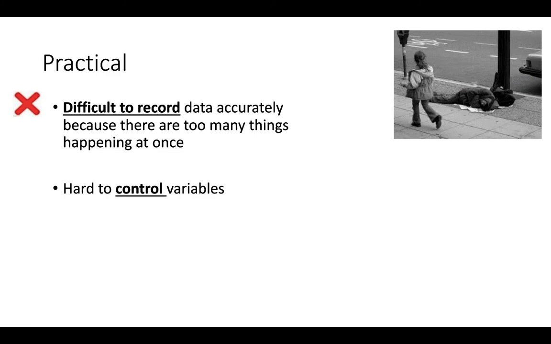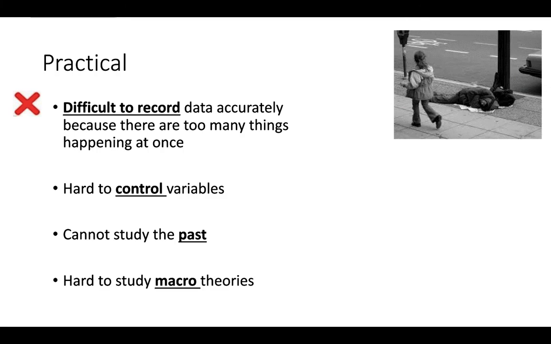Ideally, what you'd want is to be able to guarantee that everyone walking past the person on the ground was an average sample of everyone that would normally walk past the person on the ground. But obviously, you can't do that in the real world. You can't study the past still. Same problem. We can't go back in time and do field experiments. And it's obviously the same as lab experiments.